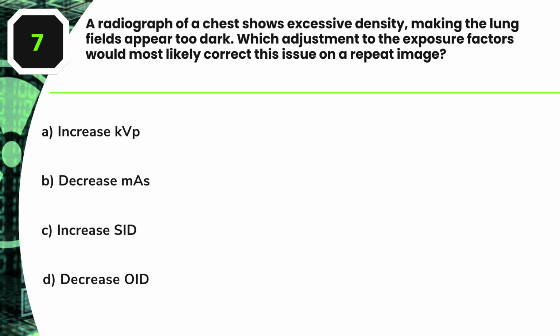Question 7. A radiograph of a chest shows excessive density, making the lung fields appear too dark. Which adjustment to the exposure factors would most likely correct this issue on a repeat image? A. Increase kVp. B. Decrease mAs. C. Increase SID. D. Decrease OID.